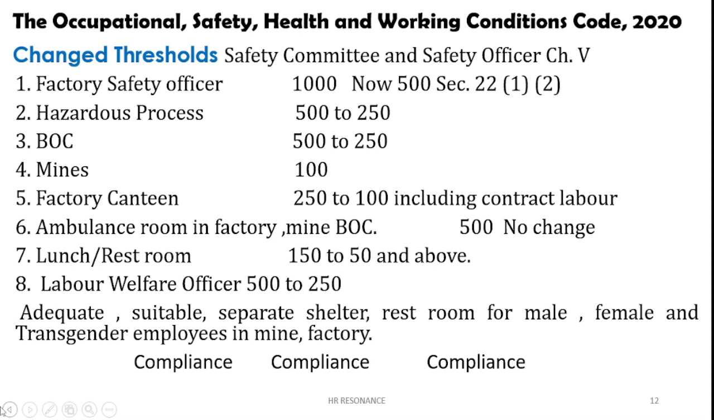In hazardous processes, earlier it was 500, now 250; it is obligatory on the part of the employer to have a safety officer. Under the Building and Construction Workers Act, from 500 to 250. Mines, it is 100. Factory canteen, earlier it was 250, now reduced to 200, including contract labor. This is very, very important for the employer to be aware of.